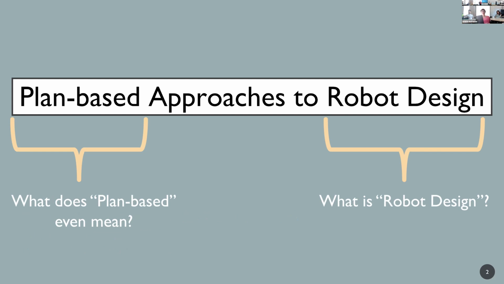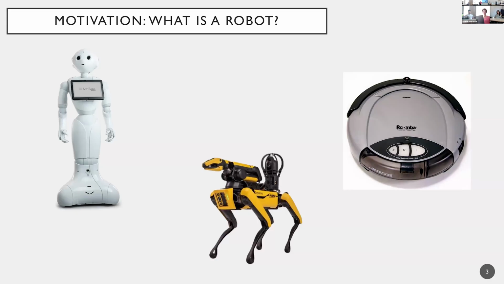So to answer that larger question of how we design robots and what plan-based means, I'm going to start with an easier question, maybe. What is a robot exactly? Most of us know a robot when we see it, so it seems like it should be pretty straightforward to answer. I put up on the slide a couple different robots. We have Pepper, which is from SoftBank and is used for interacting with customers. We have Spot, a research platform, and we have an original 2002 Roomba, which is a vacuum. What makes these robots, though?